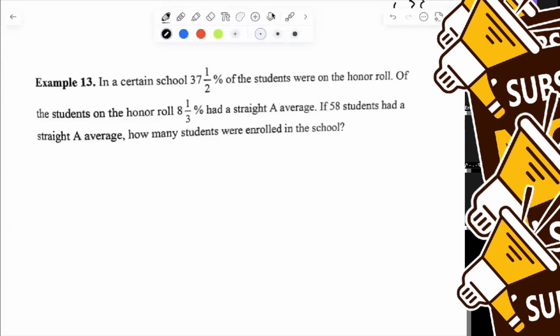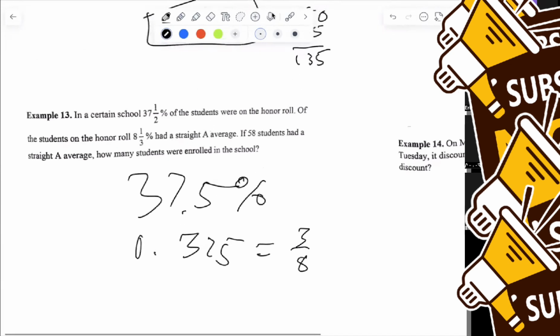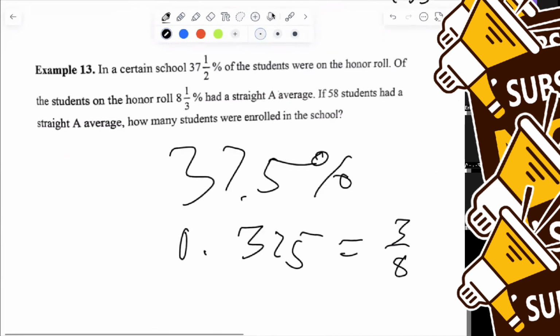Let's get started with this question now. So it's 37.5%. Now what's 37.5%? That's 0.375. Now that's equal to 3/8. I love fractions much better than percentages. They're kind of messy to deal with.